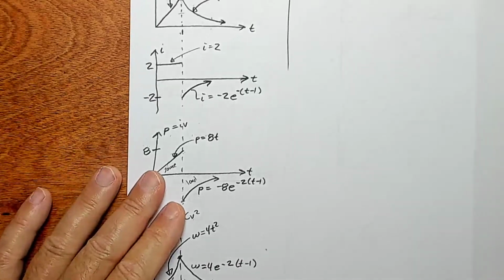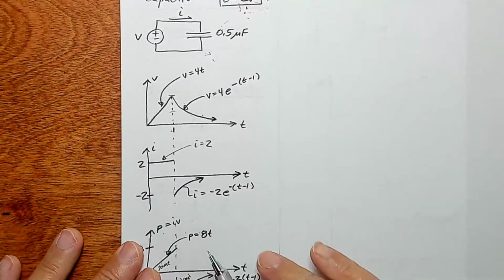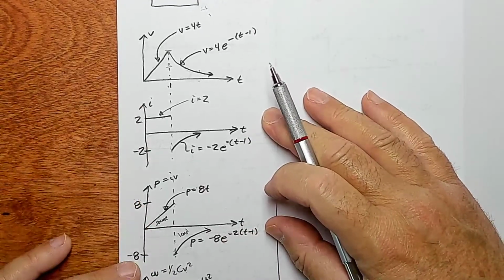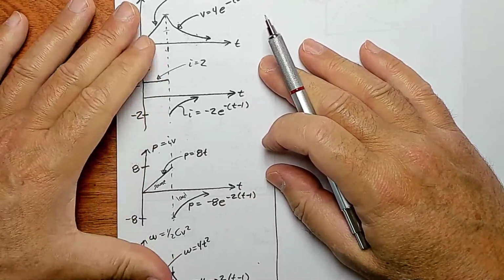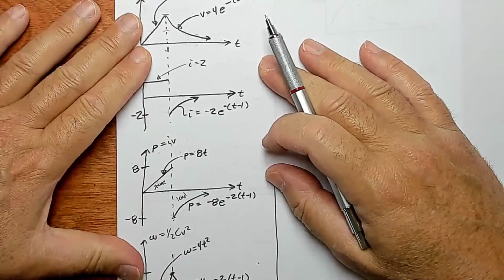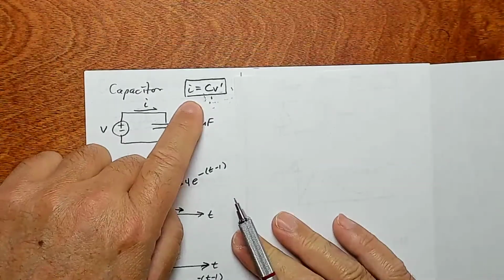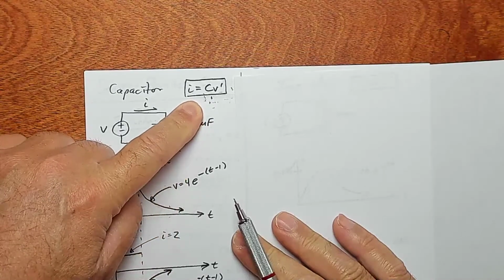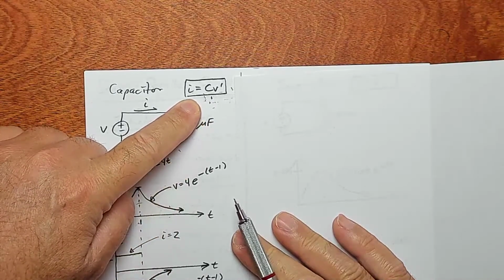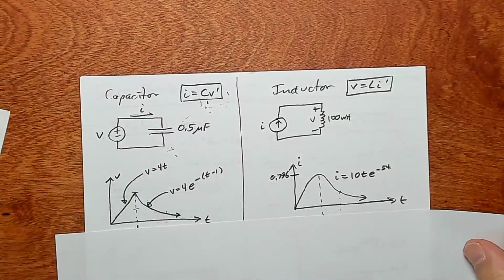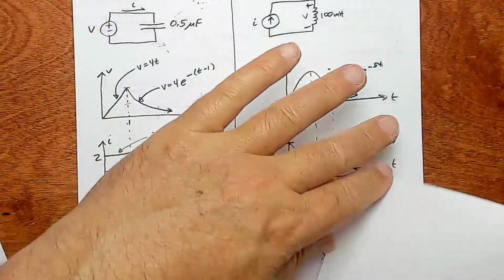All right, so this is just the basics of voltage, current, power, and energy in a cap. This is a really good chart to help you internalize the classical, calculus-based behavior of a capacitor. Alrighty, let's talk about an inductor, and it's just going to be all of this stuff but flipped around.